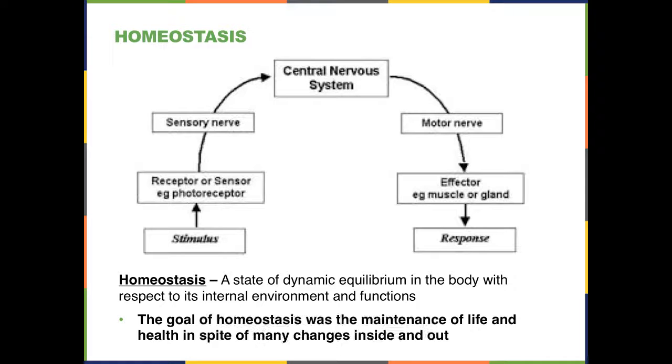Now we're going to talk about a concept that is absolutely critical to the understanding of biology in general and human anatomy and physiology in particular. And this concept is the concept of homeostasis. Homeostasis is defined as a state of dynamic equilibrium in the body with respect to its internal environment and functions.